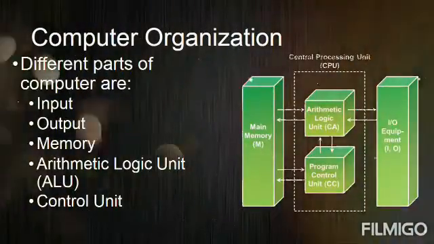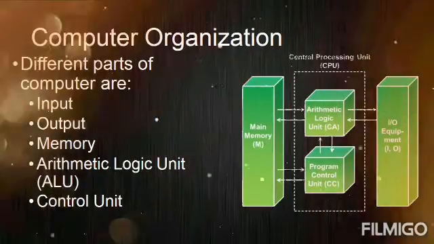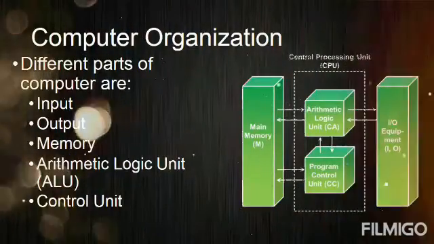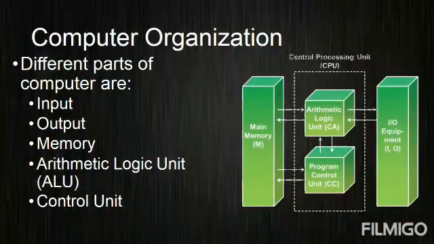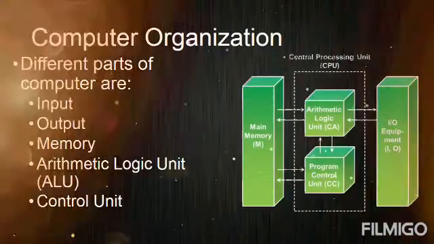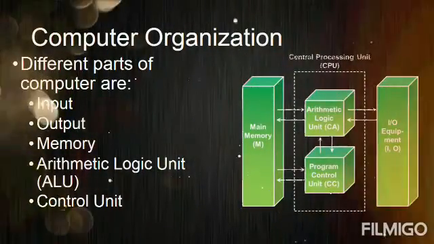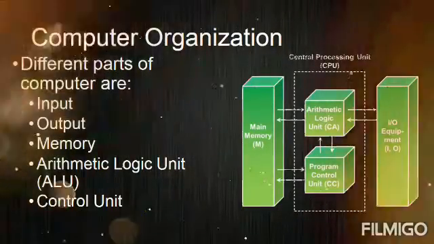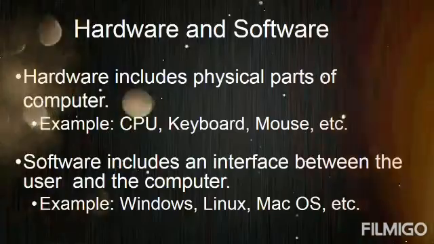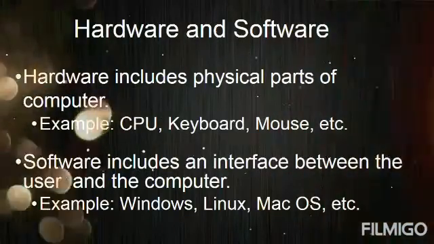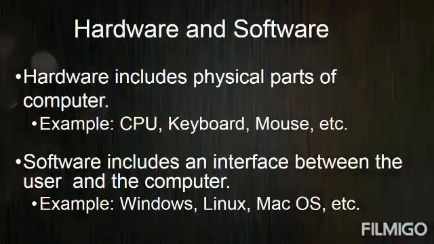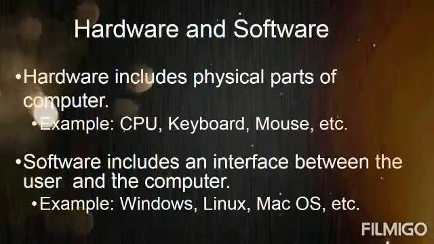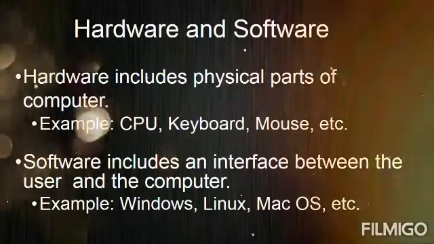Here you can see different parts of the computer, the hardware devices like input devices, output devices, memory, arithmetic and logical unit, and control unit. These devices are all linked together to make the computer organization or the computer architecture. Hardware devices include the physical parts of the computer, all the devices that we can physically touch. Examples are CPU, keyboard, mouse, etc.